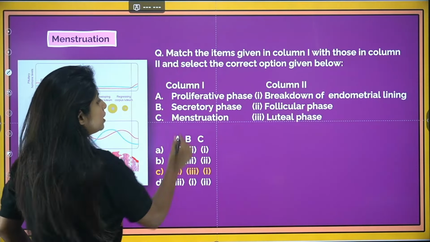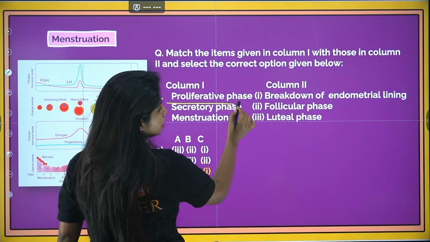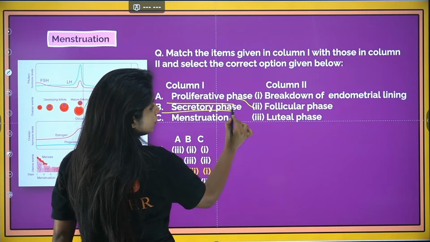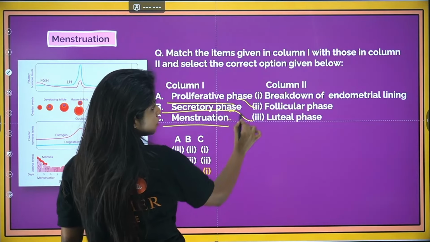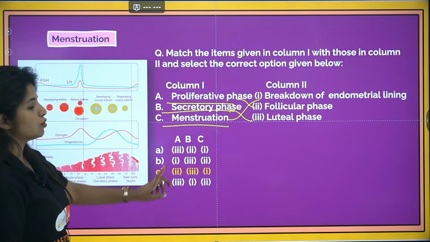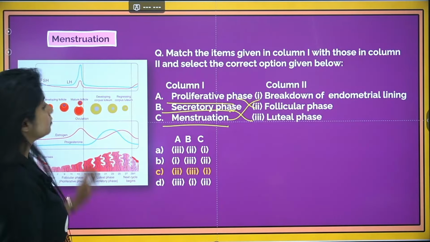Okay, so the proliferative phase, my dear children, is also known as what? Follicular phase. The secretory phase is known as the luteal phase, and menstruation is where breakdown of the endometrial lining happens. So your C answer is the correct one.